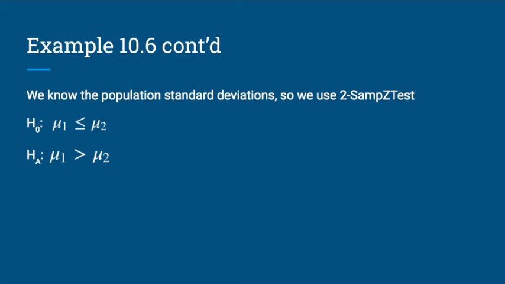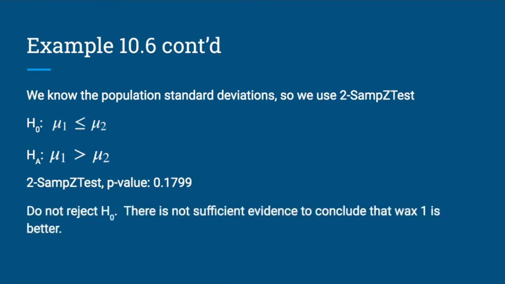So now we go to the calculator with our 2samp z-test. You're going to put the information in that was in the table on the previous slide. So if you need to back the video up a bit, or if you're looking at the slides that are linked in Google Classroom, you can do that, and what you should get is a p-value of 0.1799. So 0.1799 is higher than our alpha of 0.05. So in this case, we would choose not to reject the null hypothesis, and we would say that there is not sufficient evidence to conclude that wax 1 is better than wax 2.